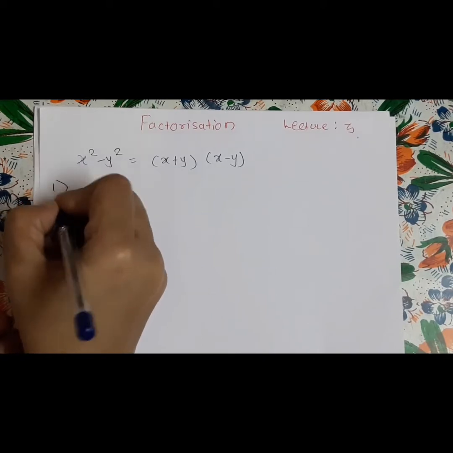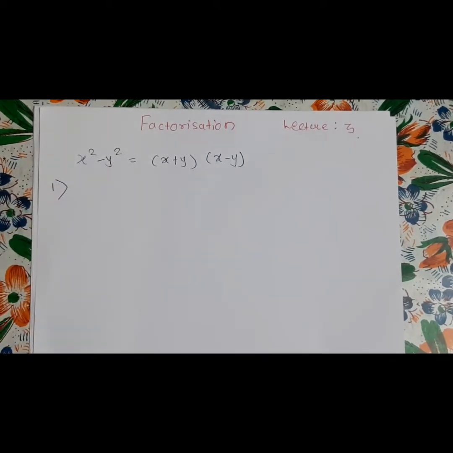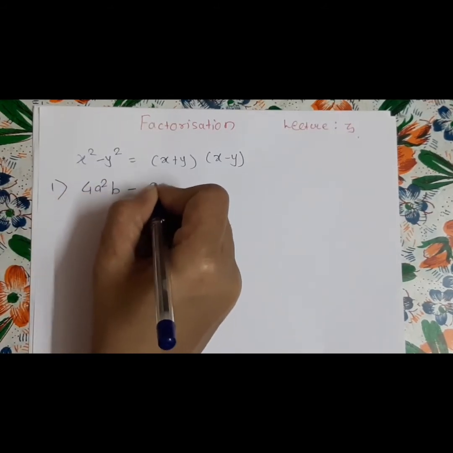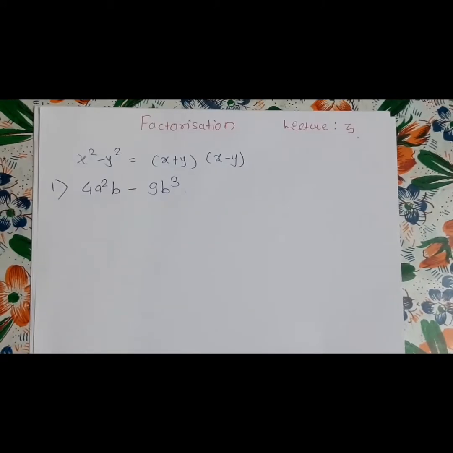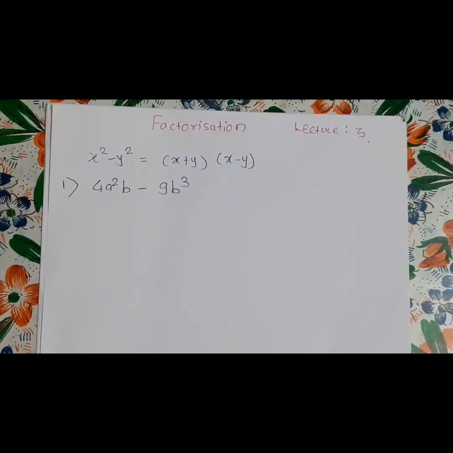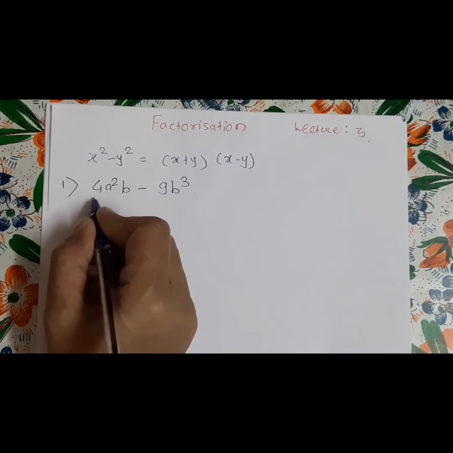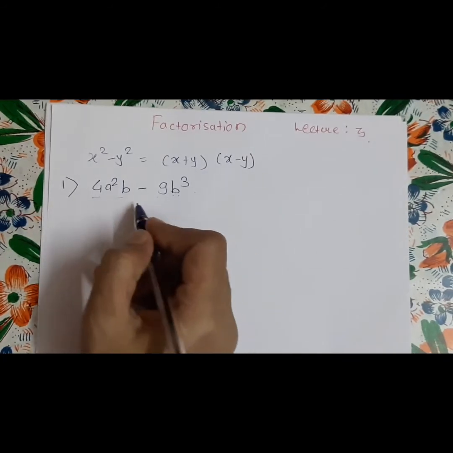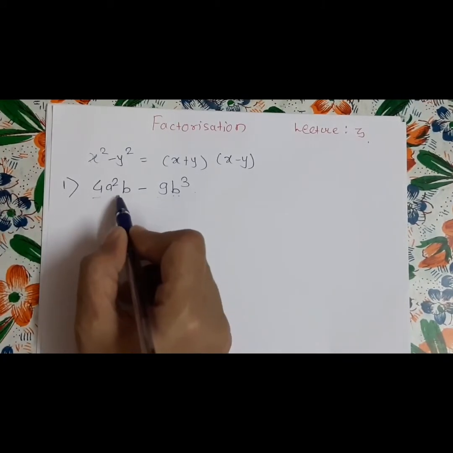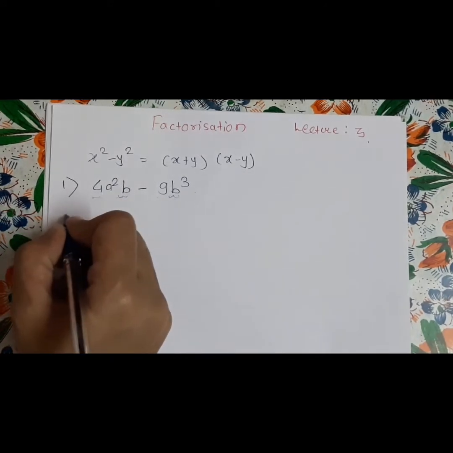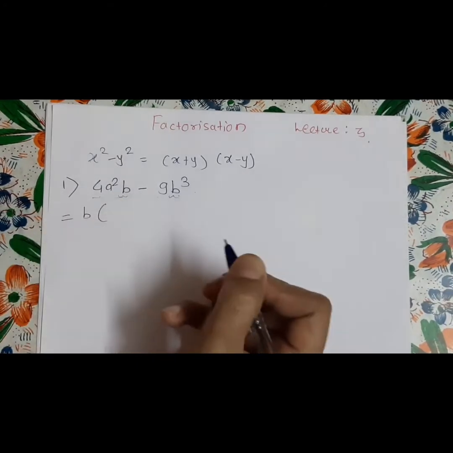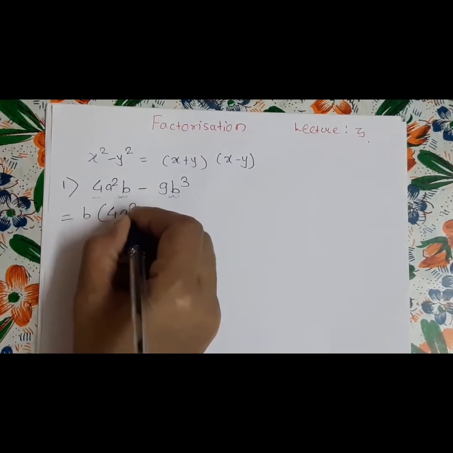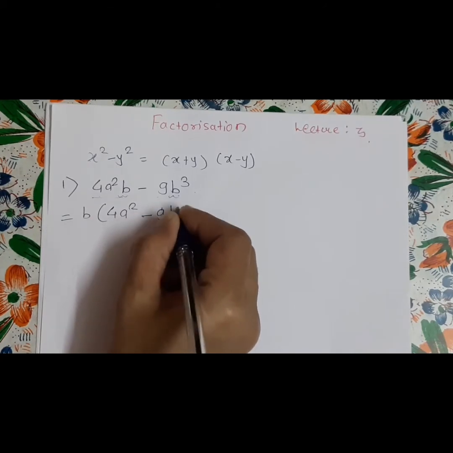So, here I'll start from example number 1. That is 4a square b minus 9b cube. If you observe this expression, you will see that both the terms are not square terms. So what is common between them? The common is b, so we'll take it out. When you take b out, what will be in the bracket? It is 4a square minus 9b square.